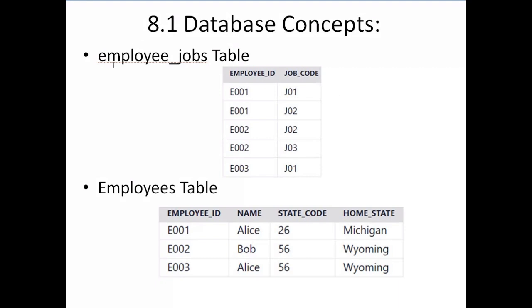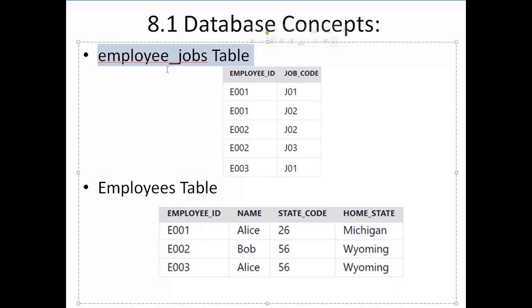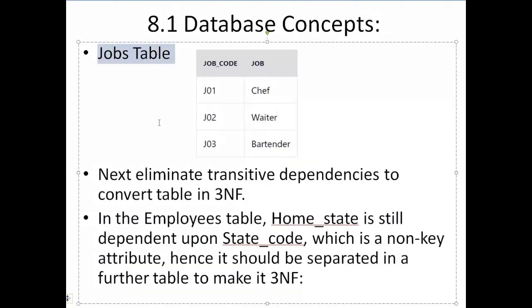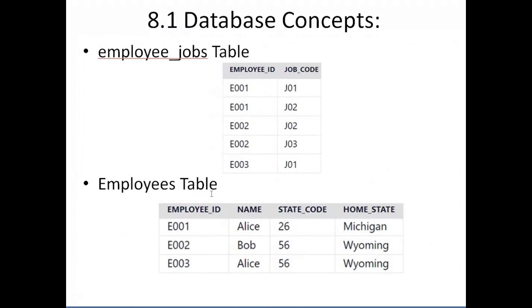Now we should break this one table into two, and we should call them the employee jobs table and the employees table. So the employees table would contain employee ID, name, state code and home state. All of these three are dependent upon the primary key, and the job code and the employee ID are moved to a separate table. Employee ID is placed over here so it can be linked to the employees table using relationships. Then the third table would be the jobs table, where the job code and the job description or job name would be given. Next, eliminate transitive dependencies to convert the tables into 3NF.